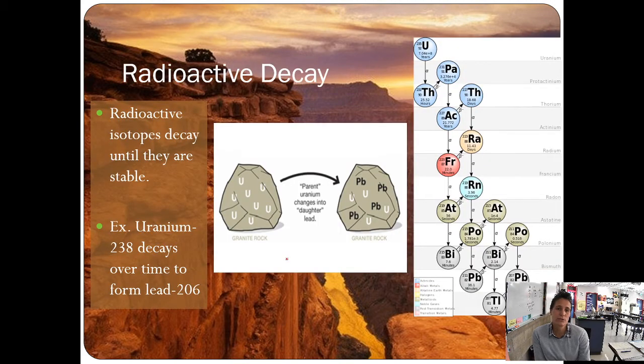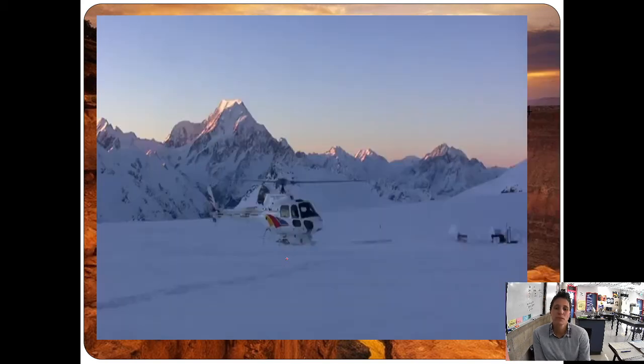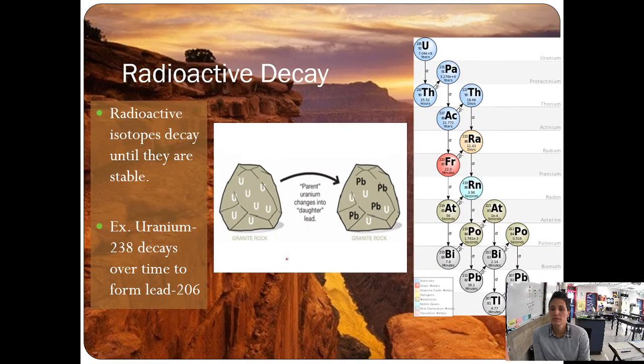And that would bring us to radioactive decay. So radioactive decay will decay until it is stable. Okay, so uranium-238 will decay over time to form lead. It just breaks down and becomes lead. Okay, very long time. Okay, so we're going to watch a video about that, and they are going to show how they actually do this, and it's pretty cool to see it in the lab.